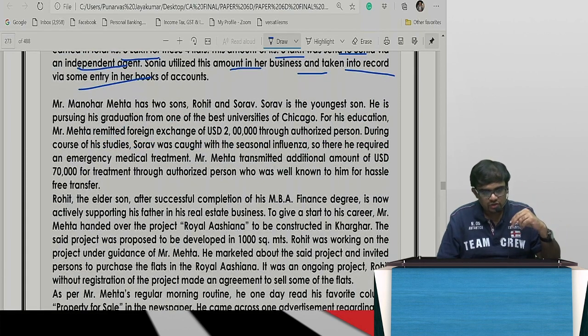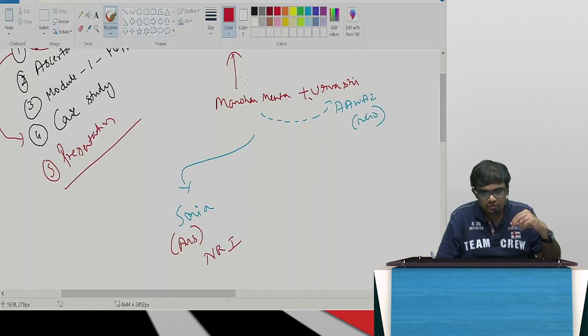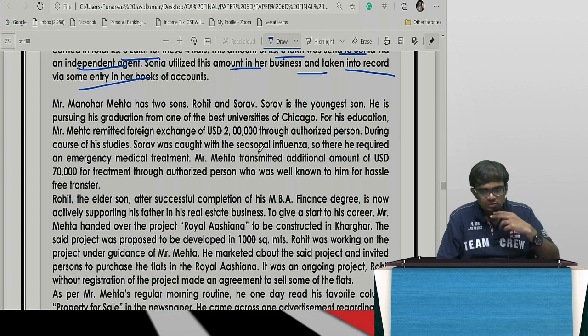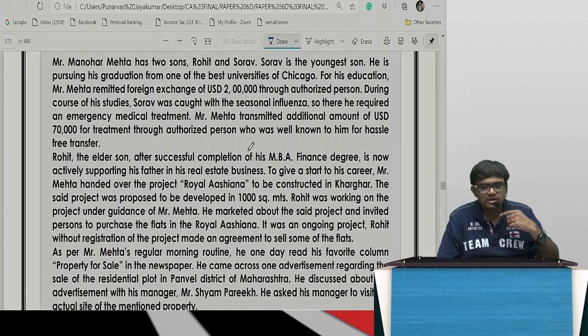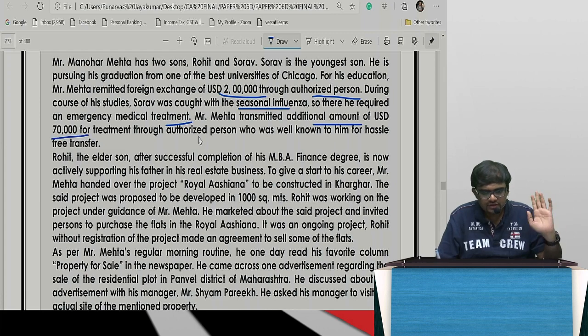Has 2 sons, Rohit and Saurav. So now to complete the scene, you have Rohit and you have Saurav. Saurav is the youngest son, pursuing graduation from Chicago University. Mehta remitted 2 lakh through an authorized person. Okay, this is your education and all that, your Liberalized Remittance Scheme. During the course he contracted seasonal influenza. Remember, medical treatment is also included in LRS. So he required emergency medical treatment. An additional amount of USD 70,000 was transferred. Done.